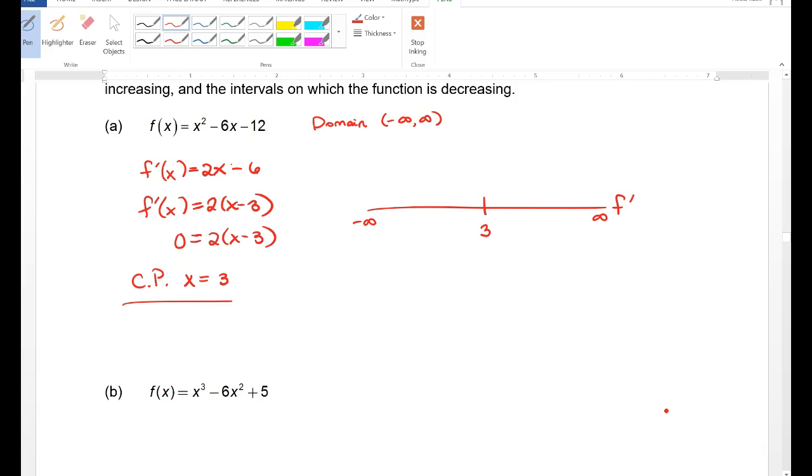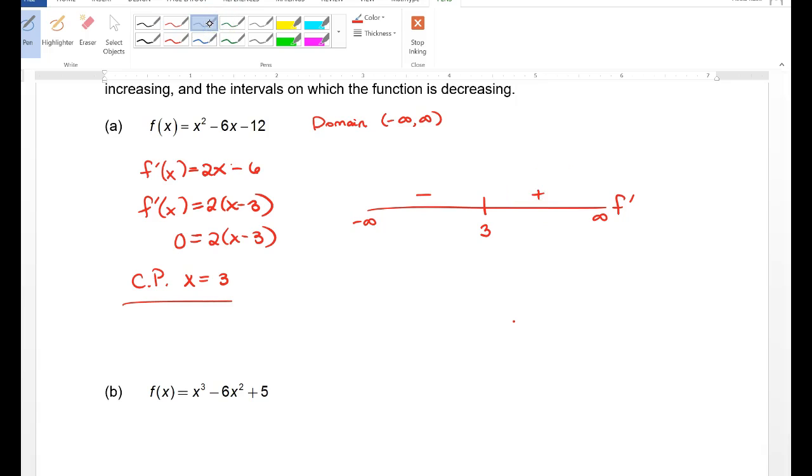Okay, now I want to pick a test value between negative infinity and 3, say 0. 0 is an easy one. Notice I labeled this as f prime, so I'm plugging into f prime. Whatever you're working with, that's what you're plugging into. So I get positive or negative? Negative. And then pick something to the right of 3, say 5. Do we get positive or negative? 5 minus 3 is 2. 2 times 2.